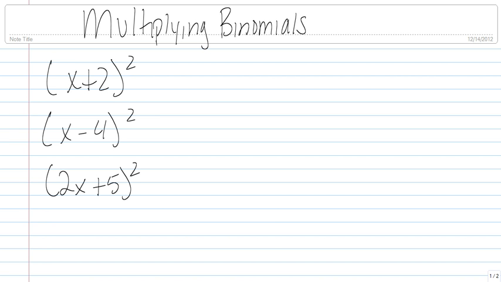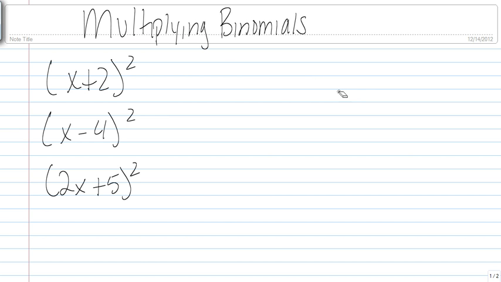So this is just a special way. You can always go back to FOIL. So if you want to, you can expand this out by saying x plus 2 times x plus 2 and foiling that out. This is just another way. So let me show you how to do this way.